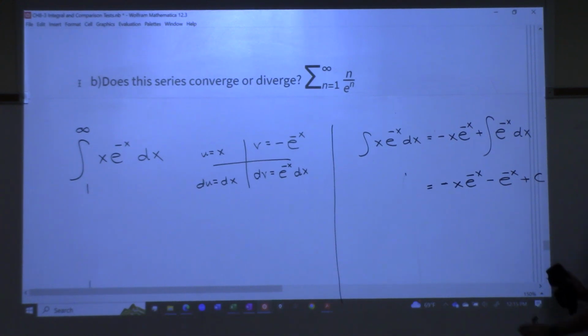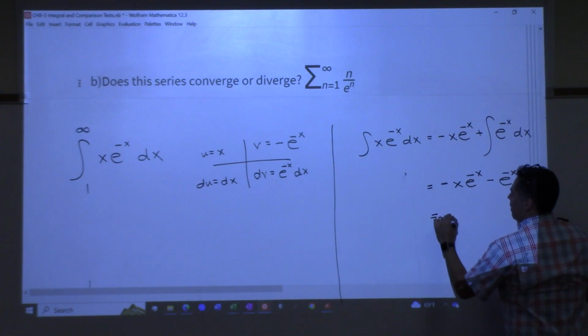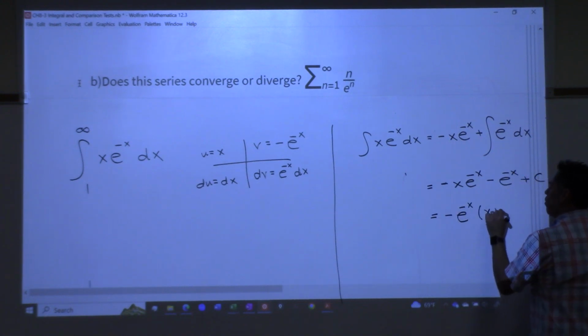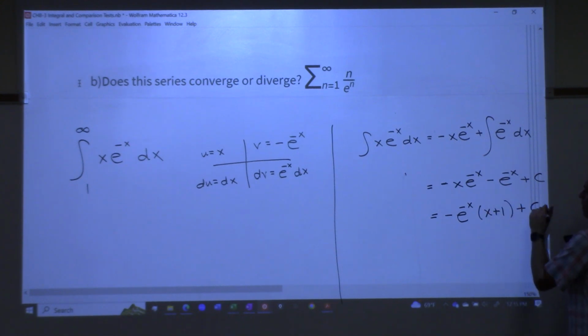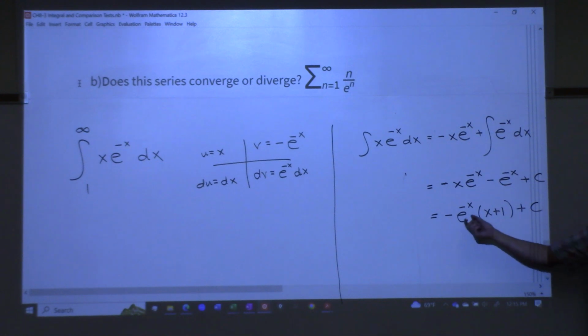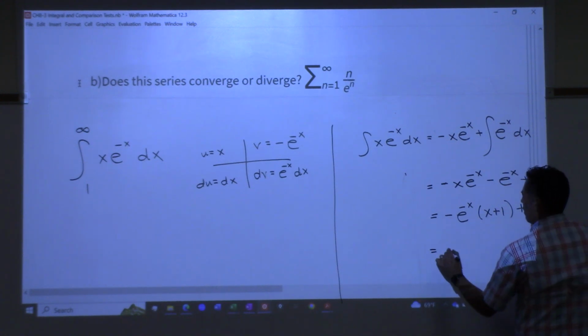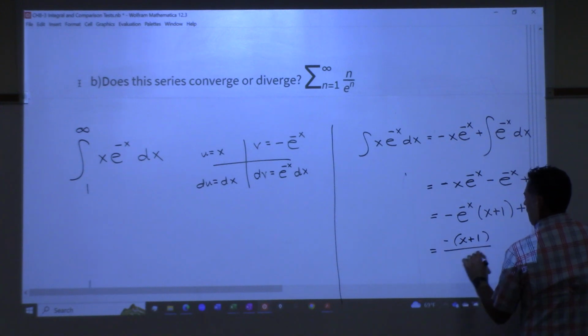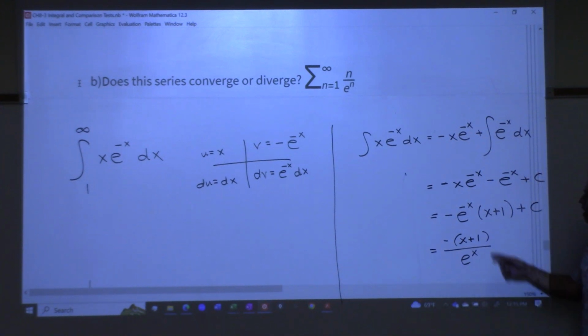I'm going to go one step further. I'm going to pull negative e to the negative x out and then be left with an x plus 1. I don't know why I did that, I just felt like doing it. They both have a negative, they both have e to the negative x, I just pulled it out. I mean, it can go even further. I'm dropping it back down. All of these are the same thing, right?